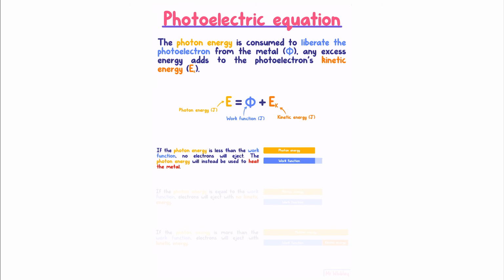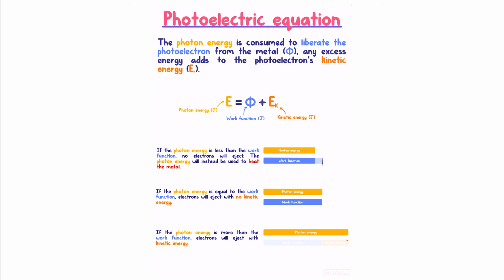And so we see we have our work function here. Our photon energy is not quite enough to fulfill this. If the photon energy is equal to the work function, the electrons will eject but with no kinetic energy. If the photon energy is more than the work function, the electrons will eject and they will have kinetic energy. So our photon energy is used to liberate our photoelectron, and then we have some left over for kinetic energy.